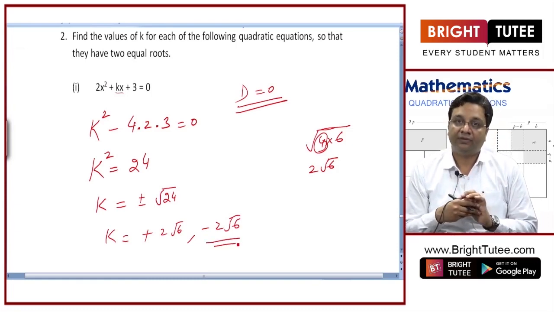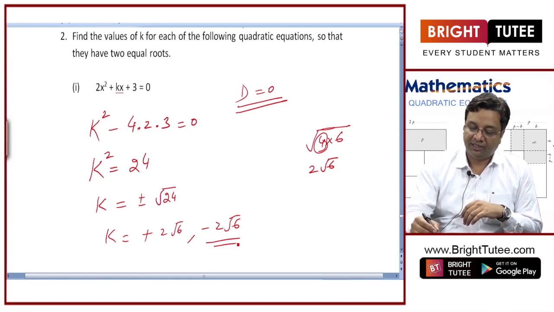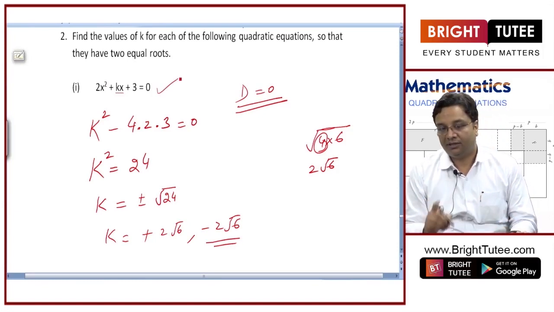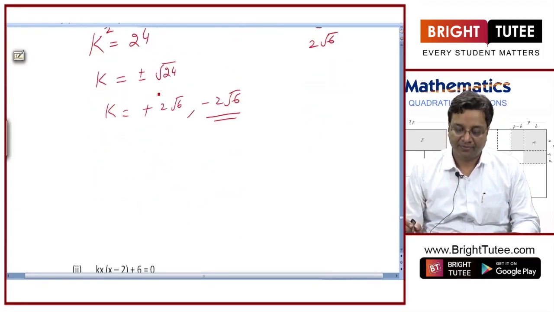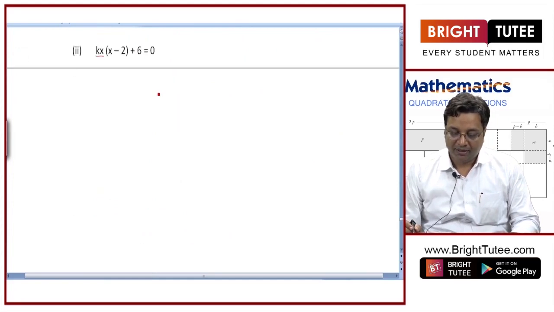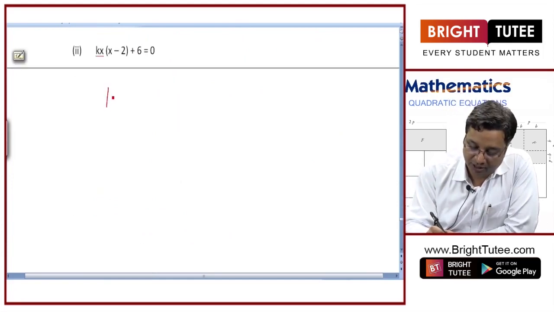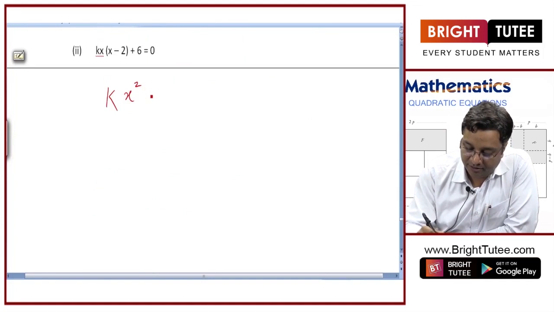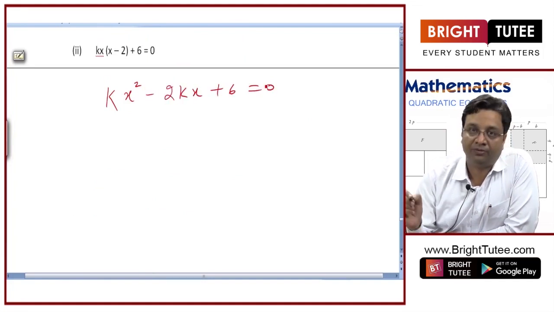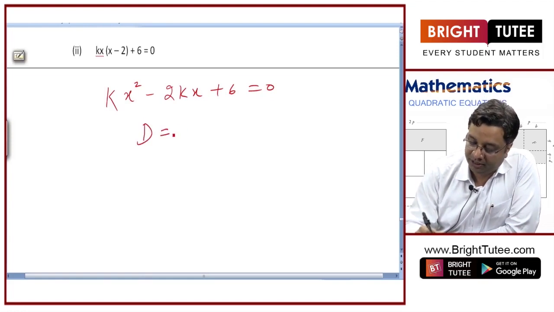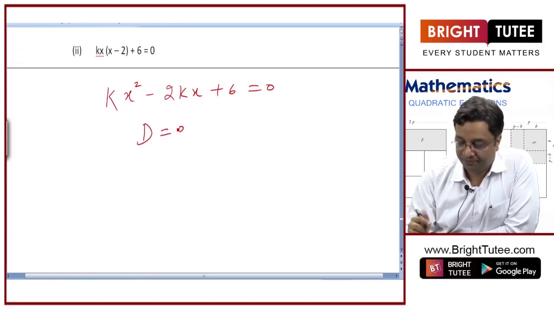So these are the values of k which satisfy this given condition for the quadratic equation, right. Let us look at this quadratic equation. This quadratic equation is kx squared minus 2kx plus 6 equal to 0. Now we need to put the discriminant equal to 0 because the roots are equal.